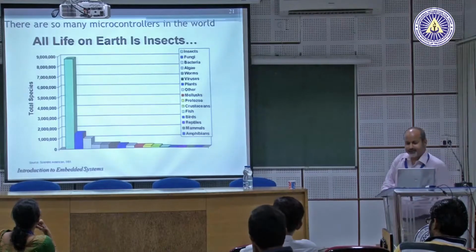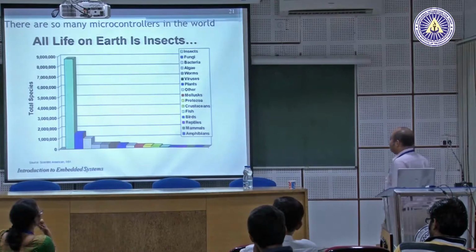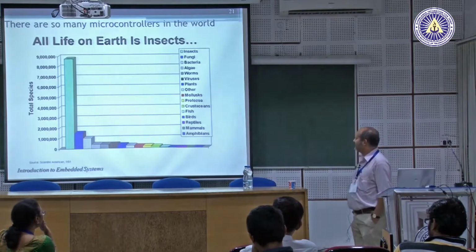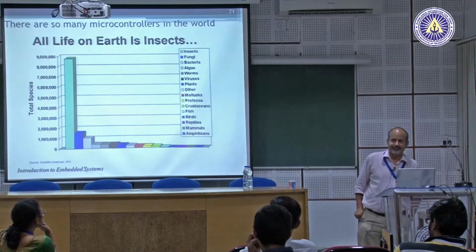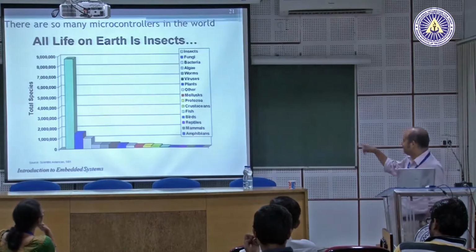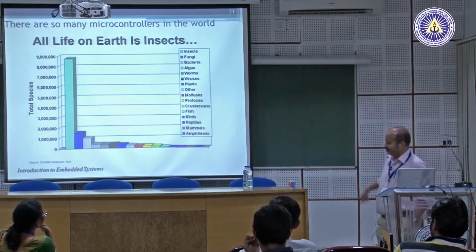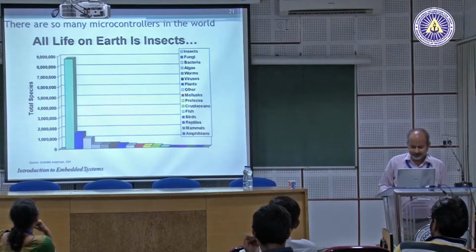Now, why are there so many microcontrollers in the world? I got this from a colleague: there are more insects than any other species in the world. The green is the insects, and the rest are exponentially fewer. So it's very similar.